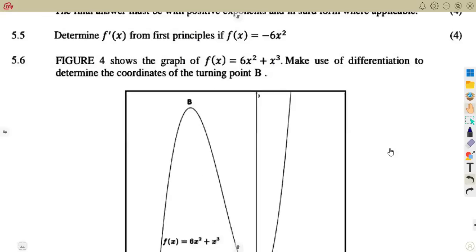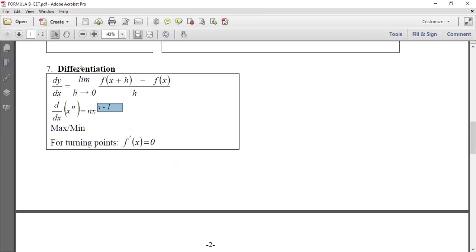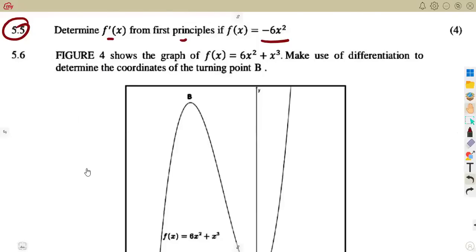Differentiate from first principles. 4 marks for that on question 5.5. First derivative of x from first principles, if f of x is minus 6x squared. So also, first principles as it is, you are given this on your formula sheet, guys. In case you've forgotten, dy dx is taken from the first principles. That's your first principles formula, this one that we see here. So that's the formula that we are going to take into consideration and just make some adjustments as we are solving.